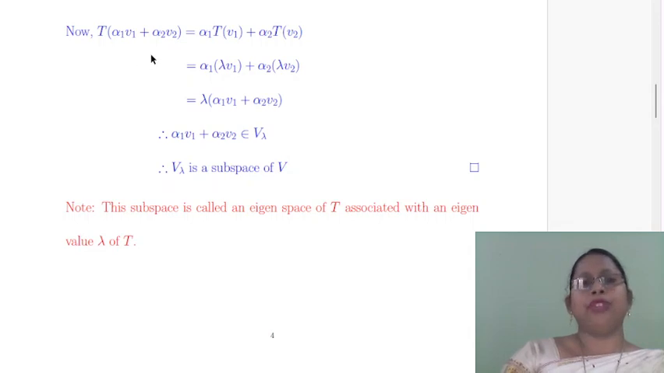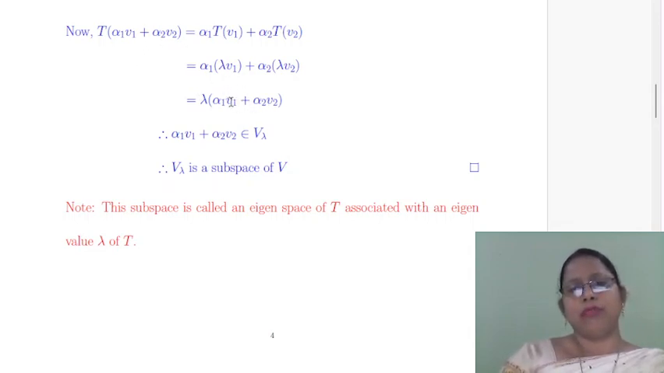That is, T of this element is equal to lambda times the element. Therefore, this element belongs to the set of eigenvectors V lambda. Hence, V lambda is a subspace. This is a special subspace known as the eigenspace associated with the eigenvalue lambda of T.